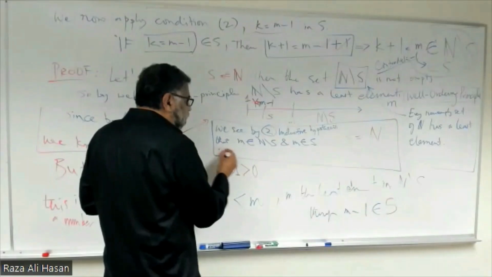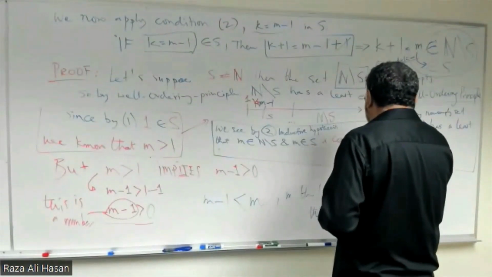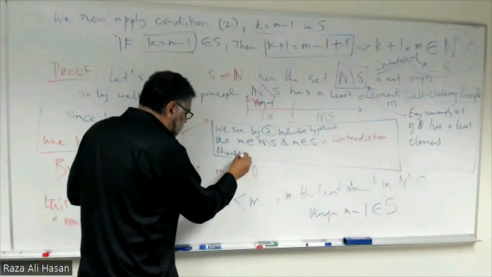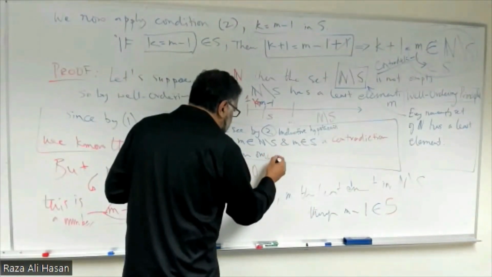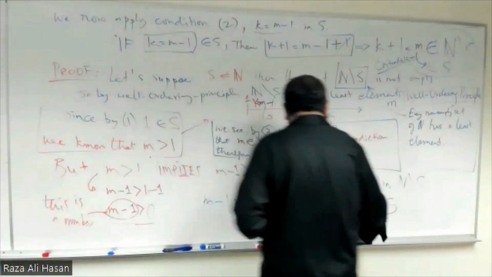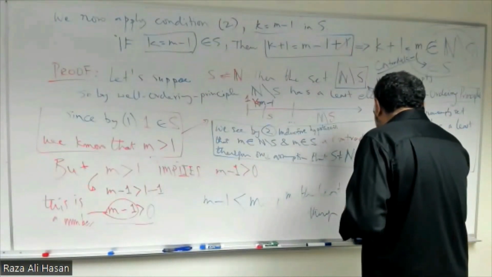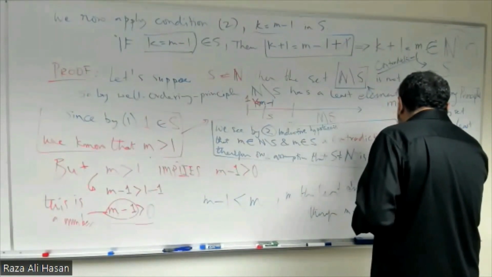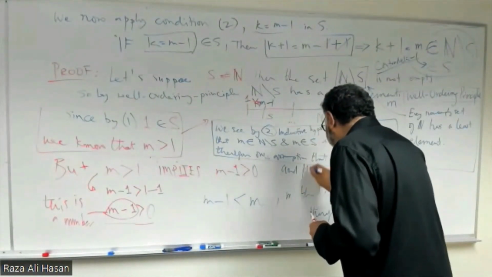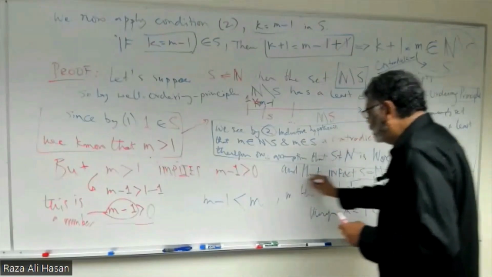This is a contradiction. Therefore, our assumption that S not equal to N is wrong, and that in fact S equals N, and that's it.